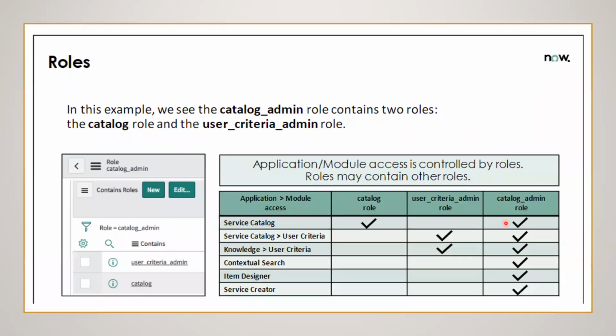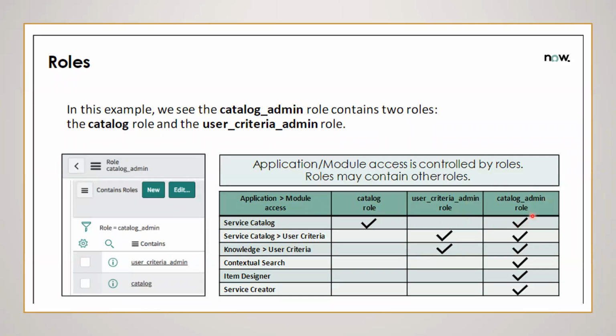You'll be more clear on this if you go through this slide. Catalog role has service catalog access. User criteria admin role has service catalog user criteria and knowledge user criteria access. In a simple way, if you have this role, you can go to ServiceNow and see this application, service catalog. If you have this admin role, you can see these two modules.